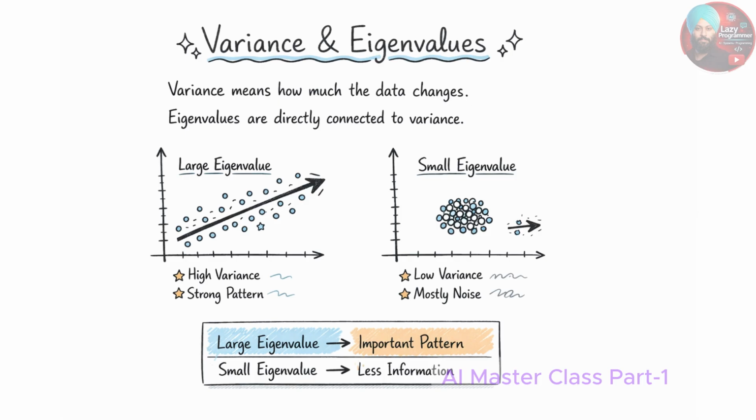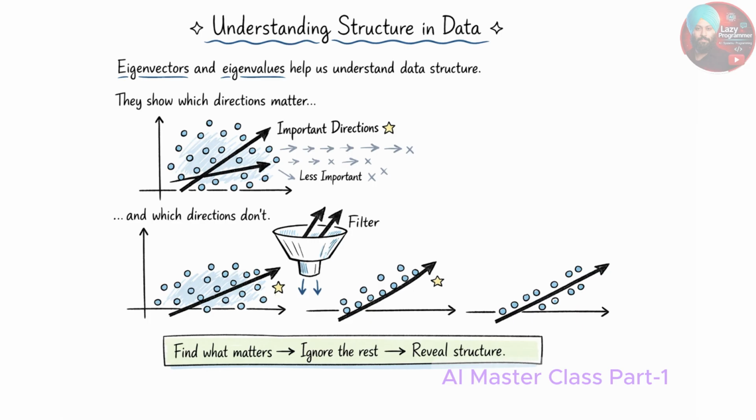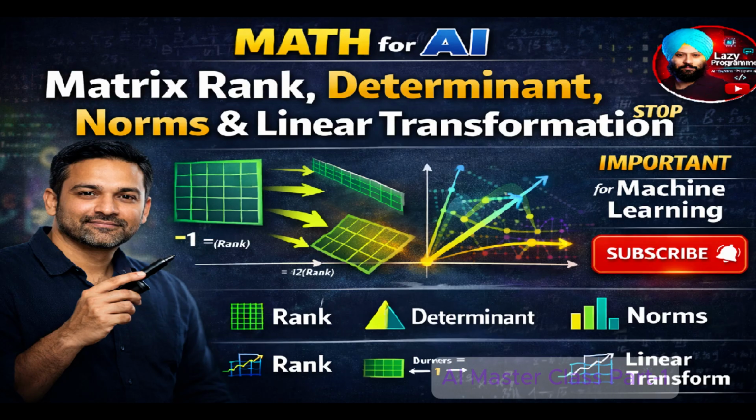Variance simply means how much the data changes. Eigenvalues are directly connected to variance. Large eigenvalues mean high variance and strong patterns. On the other hand, small eigenvalues mean low variance and mostly noise. So when we talk about eigenvalues and eigenvectors, we are really talking about understanding the structure of the data. Using eigenvalues and eigenvectors, we are trying to learn which directions matter and which don't.